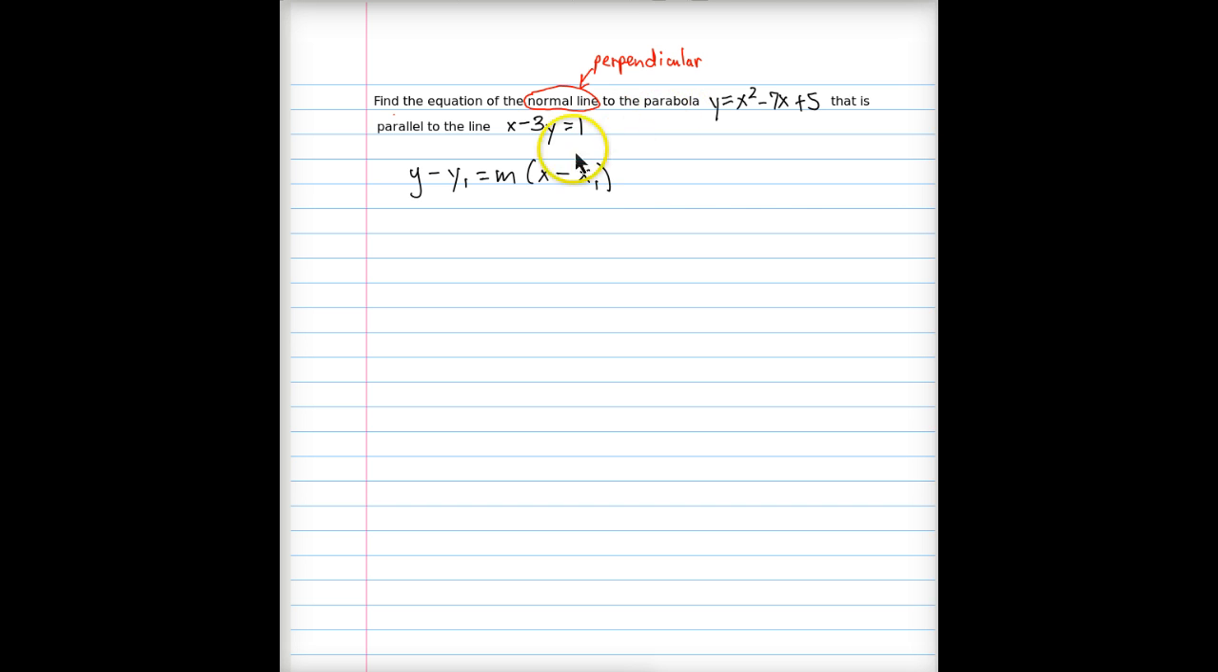But there's two conditions. This new equation that we are going to come up with has to be perpendicular to this and parallel to this. So, first thing we want to do is let's go ahead and solve this for y so we can figure out the slope. And recall the relationship between parallel and perpendicular lines. Parallel lines have the same slope. Perpendicular lines have slopes that are the negative reciprocal. So you flip it and change the sign.